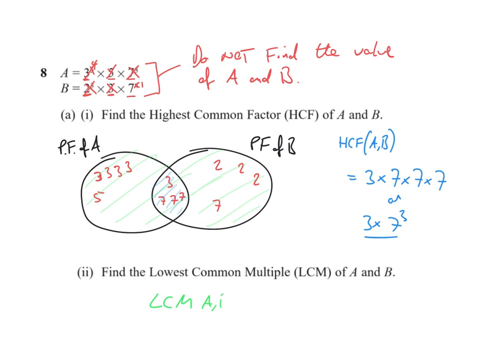The lowest common multiple of A and B are the 3 2's multiplied together, 2 to the power 3, the 5 3's multiplied together, 3 to the power 5, the single 5 we'll just leave as 5. We could write 5 to the power 1, but we'll leave it as 5. And then the 4 7's multiplied together, 7 to the power 4.